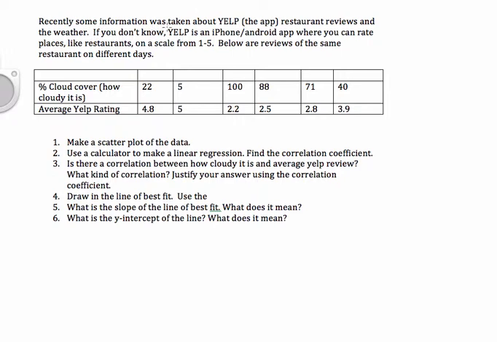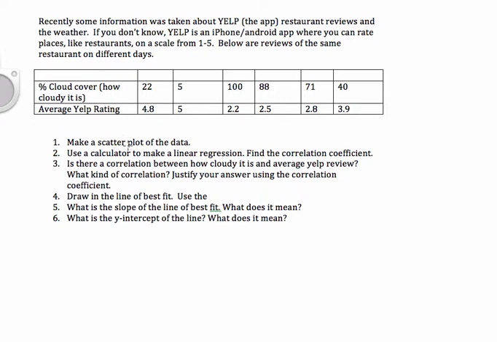Recently some information was taken about Yelp, the app, Yelp restaurant reviews, and the weather. Yelp is an iPhone app where you can rate places like restaurants on a scale from 1 to 5, with reviews of the same restaurant on different days. We have two variables, percent cloud cover, that's how cloudy it is, and the average Yelp rating. At 22% cloud cover, the average rating was a 4.8. That's a pretty nice day. At 5% cloud cover, the average Yelp rating was a 5, which is perfect. So maybe there's a correlation between how nice a day it is and the review.